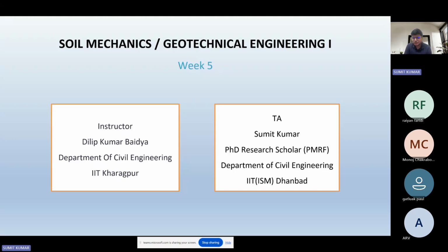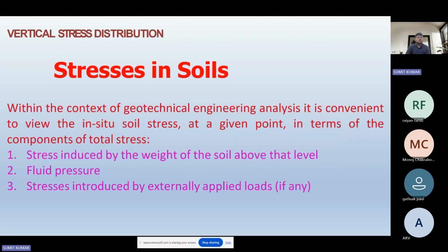Okay, so let's start with today's class. In today's class, we are basically reading the Boussinesq equation, Westergaard equations, and the questions related to them. This is more or less the numerical concepts we are associated with on the topic of vertical stress that we are going to discuss here. So first of all, starting with the vertical stress distribution.